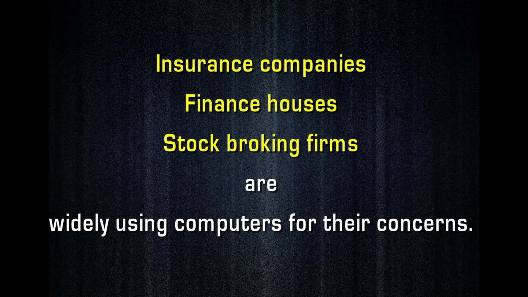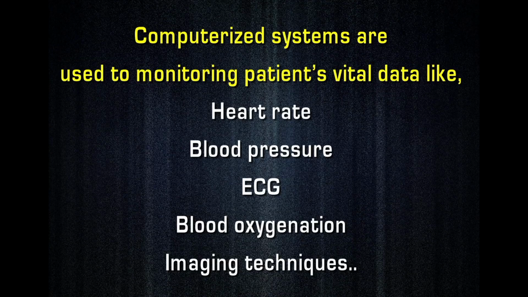Insurance is again a major area of application. Insurance companies are keeping all records up to date with the help of computers. Insurance companies, finance houses and stock broking firms are widely using computers for their concerns. Details like policy issues, claims, settlements, etc. are maintained by computers. Medicine and healthcare. Computerized systems are now in widespread use in monitoring patients' vital data like heart rate, blood pressure, ECG, blood oxygenation, imaging techniques like MRI, CAT scan, resulting in a faster and accurate diagnosis.